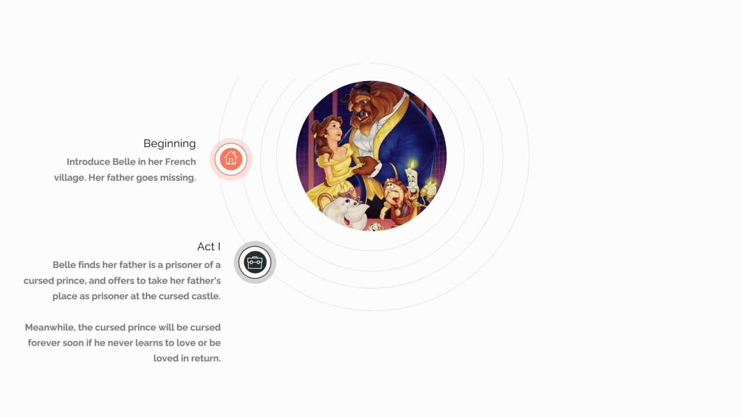So Act 1 is Belle finds her father is a prisoner of a cursed prince, and she offers to take her father's place as the prisoner at the cursed castle. Meanwhile, the cursed prince will be cursed forever soon if he never learns to love or be loved in return. So the inciting incident is her father goes missing, and then she finds her father. He's a prisoner, and so she offers to be the prisoner instead. So Belle's goal is to save her father, and the Beast's goal is to not be cursed forever, to break this curse. And so now they both have new goals that depend on each other.